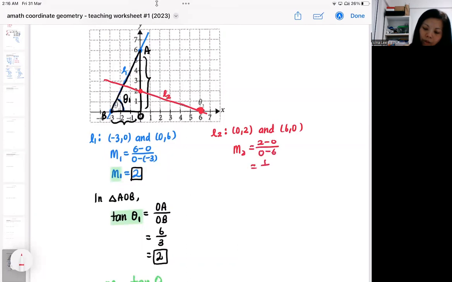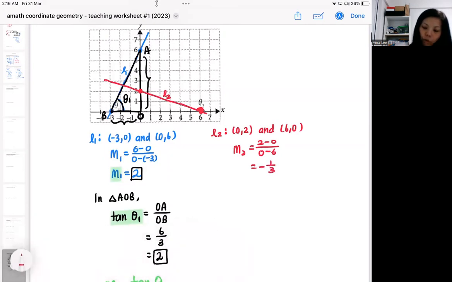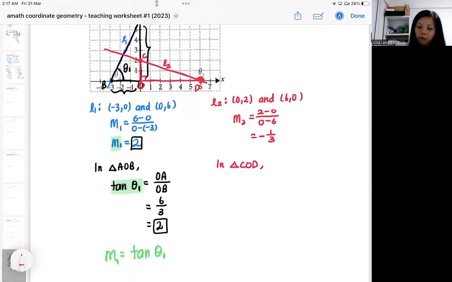So you will get minus 1/3. You should be expecting a negative gradient because the line is coming down. Okay, again, I'm going to introduce you the right angle triangle here. So I'm going to show you the right angle triangle. For the right angle triangle, this angle is not θ2.